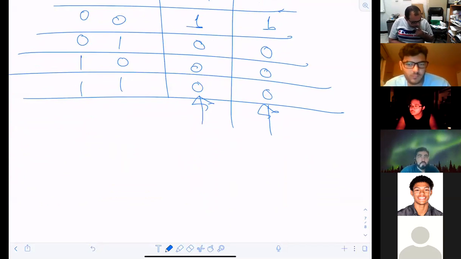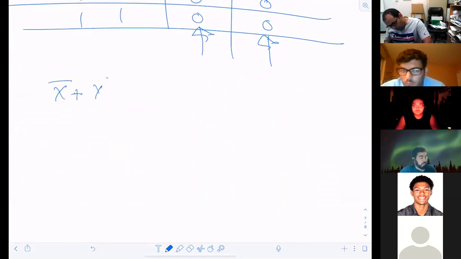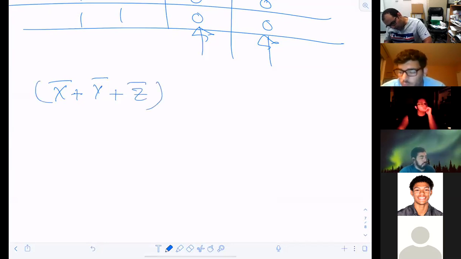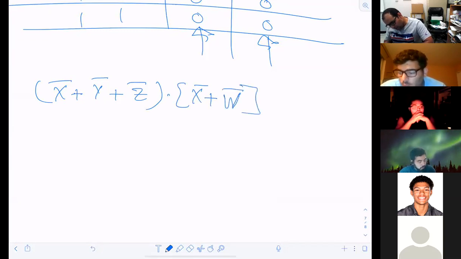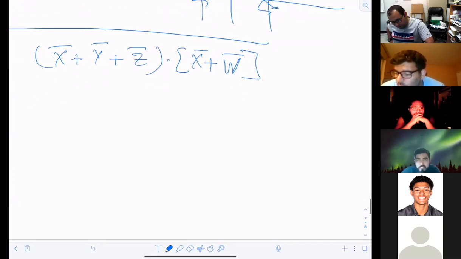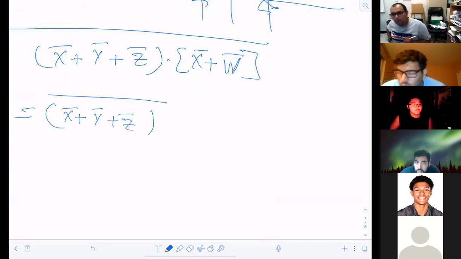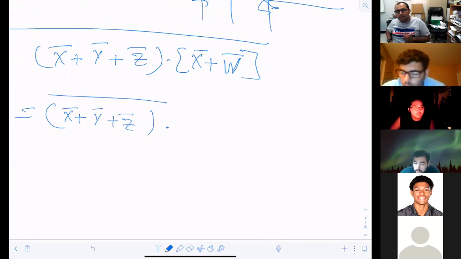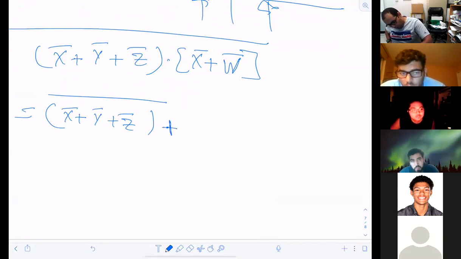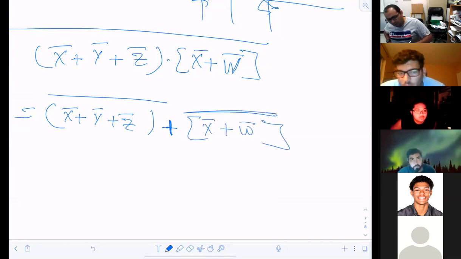We can play with more variables. Let's say x complement, OR y complement, OR z complement, and ANDed with x complement, with w complement, and everything here is complemented. What should we do? We're going to distribute. First of all, x complement OR y complement OR z complement, and then ANDed here, it's going to be ORed. Then the other one is x complement, w complement, and you have the complement here.